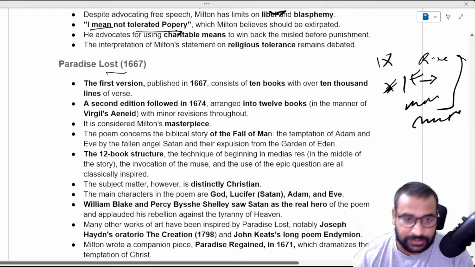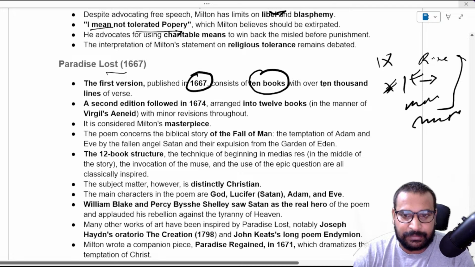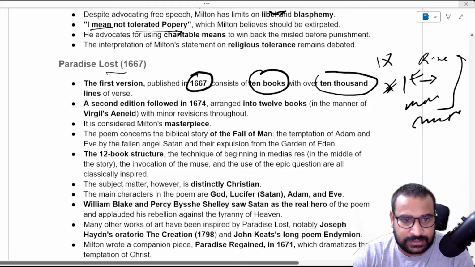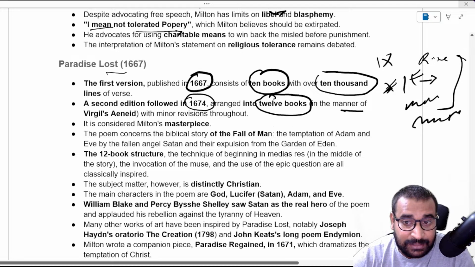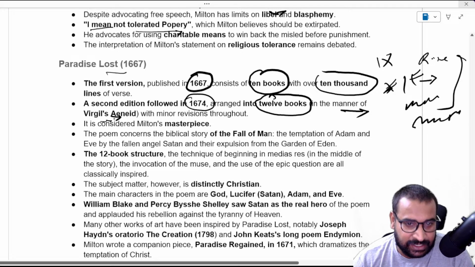So first you should remember the date: 1667, very important. The first publication had 10 books, very important. Remember, it has over 10,000 lines. The second edition was in 1674, which has 12 books. You can add two more books. These are very important because they keep asking questions in the manner of Virgil's Aeneid. So that was a very recent question that they have asked about Paradise Lost with the Virgil's Aeneid model.